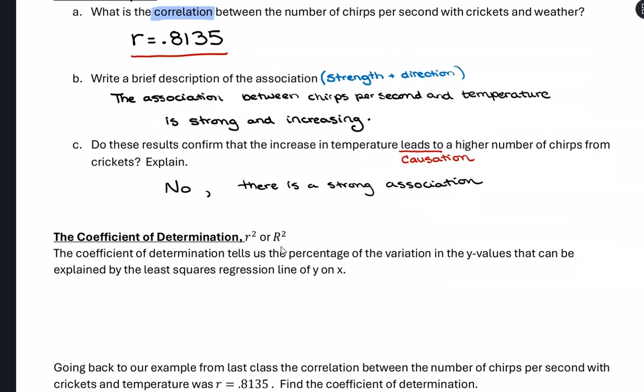Okay, next up, coefficient of determination. I love saying this one because it just sounds scary, but it's not bad at all. It is literally just equal to R squared, meaning we take our value for R and we square it, and that's it. But we can do a little bit extra in terms of interpretation with it. That's kind of the tricky part with it. So the coefficient of determination tells us the percentage of the variation in the y values that can be explained by the least squares regression line of y on x.